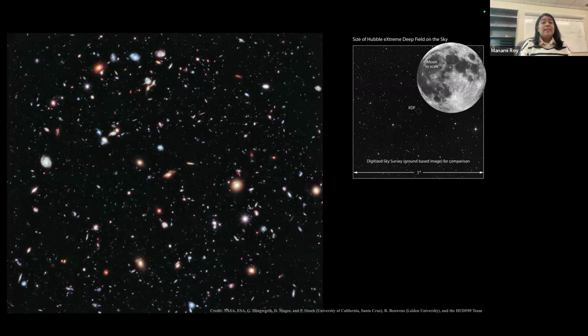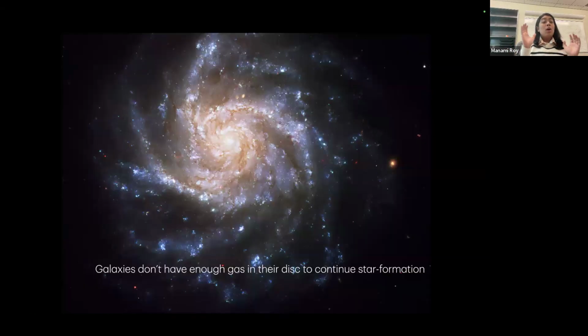Blue and red galaxies tell us whether the galaxy is forming stars or not. On the basis of star formation, astronomers classify galaxies as star forming or quiescent. Now, in order to form stars, galaxies need cold gas. But if you count all the gas in the galactic disk in between the stars, you find that galaxies don't have enough gas in their disk to continue star formation for a long period of time.